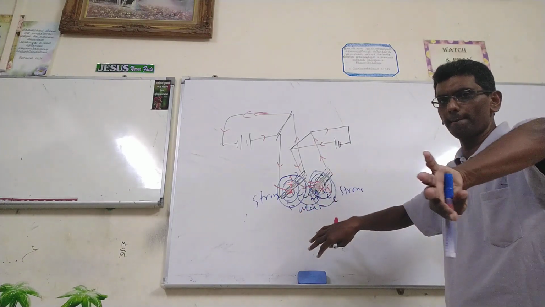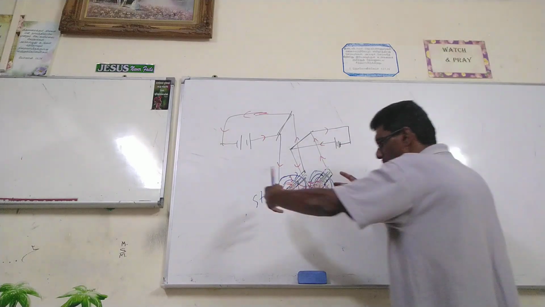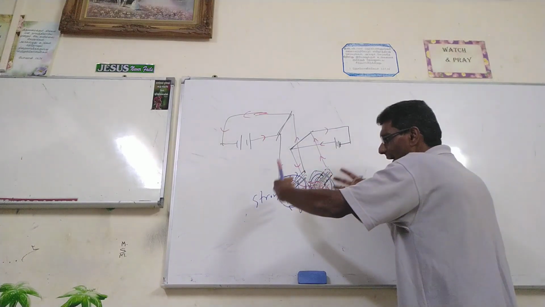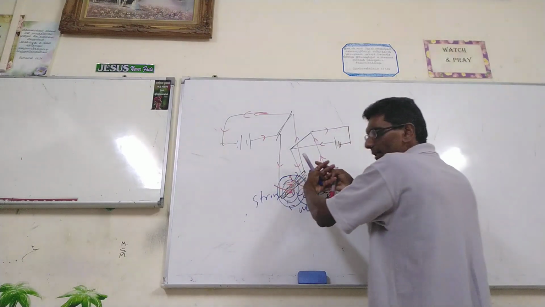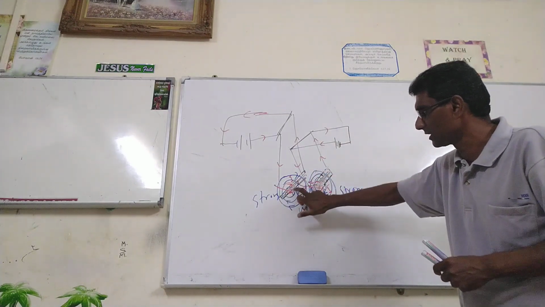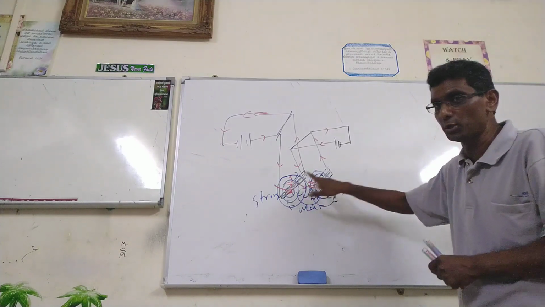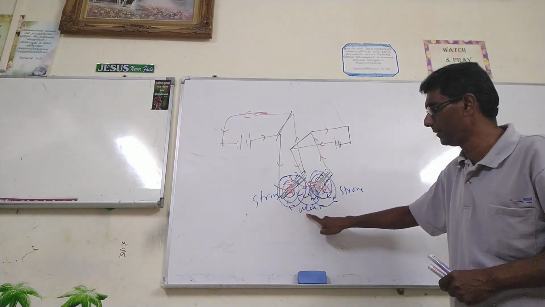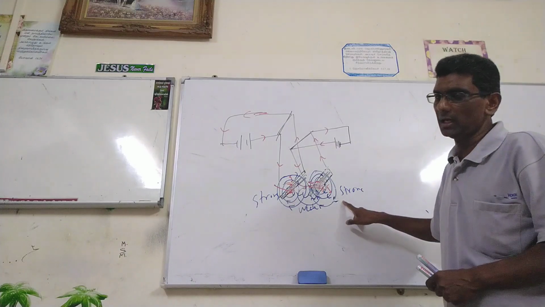This one, two aluminum rods pull together, pull each other, because the current is in the same direction. I explained to you already: the weak magnetic field is in the center and the strong magnetic field is outside.